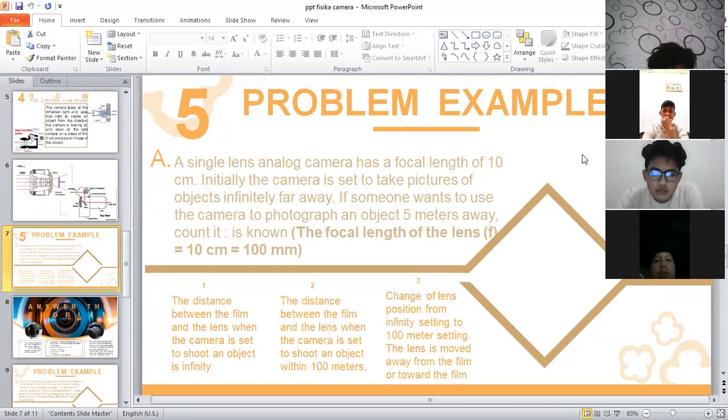1. The distance between the film and the lens when the camera is set to shoot an object at infinity. 2. The distance between the film and the lens when the camera is set to shoot an object within 5 meters. And 3. Change the lens position from infinity setting to 5 meters setting. Is the lens moved away from the film or towards the film?